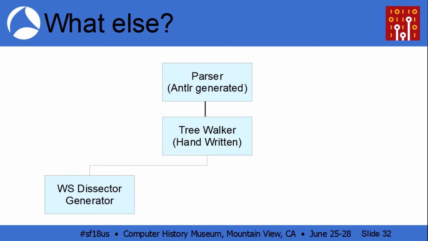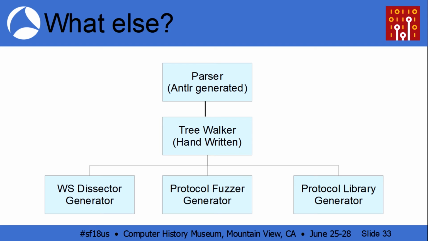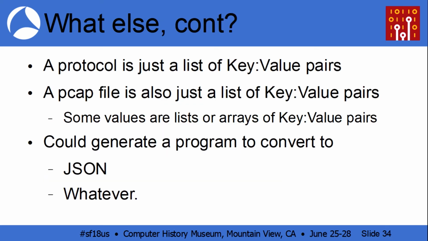And from that perspective, so today what happens, of course, is there's a parser that's generated by ANTLR, there's the tree walker, which is handwritten by me, and the dissector generator. And the reality is that these two things are actually the same piece of code, but I plan to split it out because you could envision having other back ends here, like a protocol fuzzing generator or a protocol library generator as different back ends for this thing.